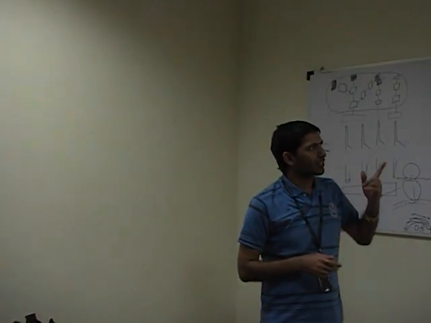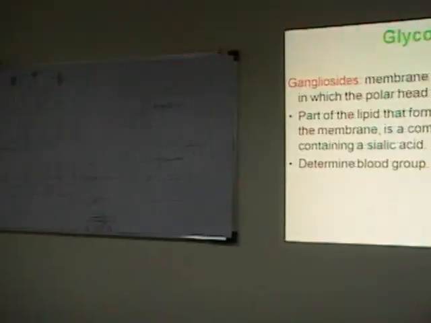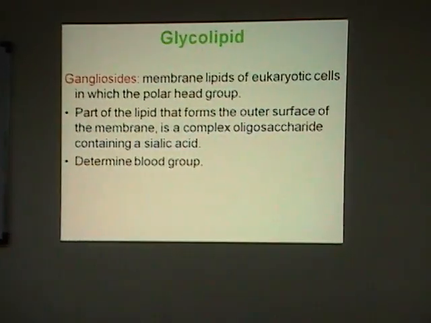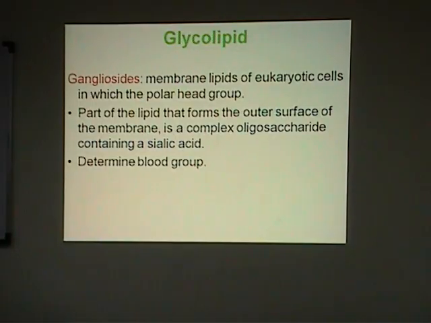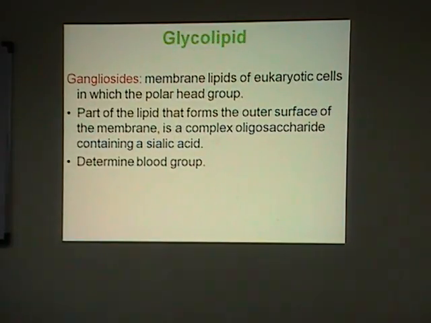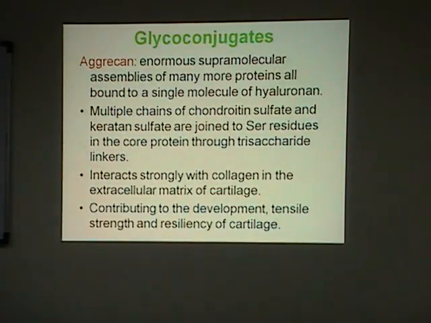Now, gangliosides. These are membrane lipids of eukaryotic cells in which the polar head group, the part of the lipid that forms the outer surface of the membrane, is a complex oligosaccharide containing a sialic acid. I described it: sialic acid is negatively charged. They determine blood group. Blood group is dependent on it.